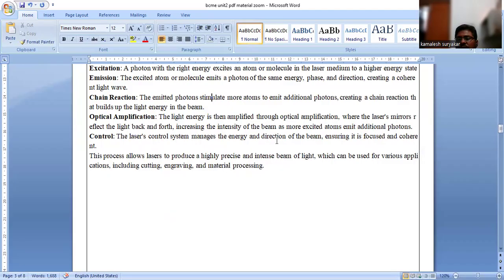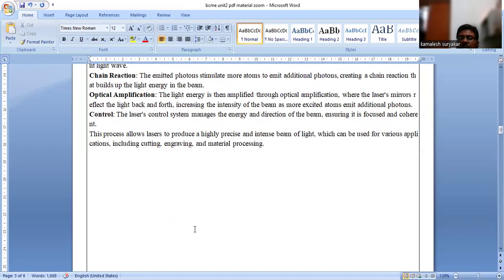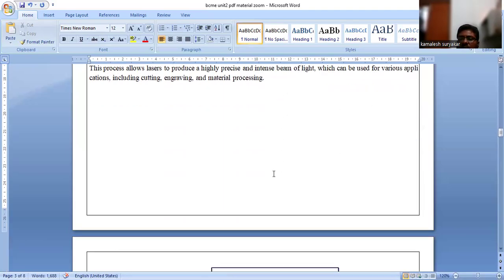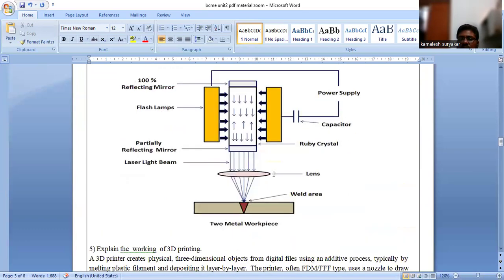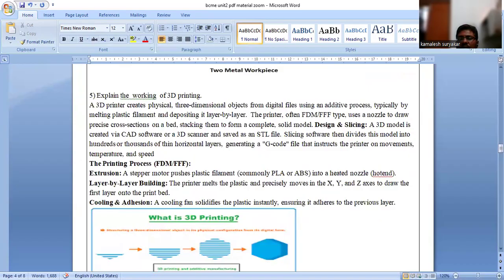The system manages the energy and the direction of the beam. So it is the direction of the beam. This process allows the lasers to produce a highly precise and instant beam of light to be applied. So this is the laser beam, as I have already told you. Now I will complete that question and go to the next question.